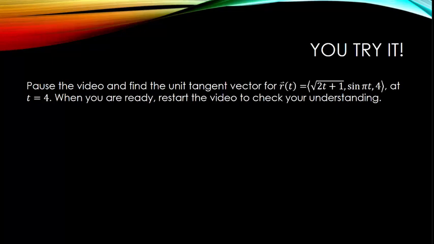So now you get to try it. Pause the video and find the unit tangent vector for the vector r of t equal to the components square root of 2t plus 1, sine of pi t, and 4 at t equal to 4. When you're ready, restart the video to check your understanding.